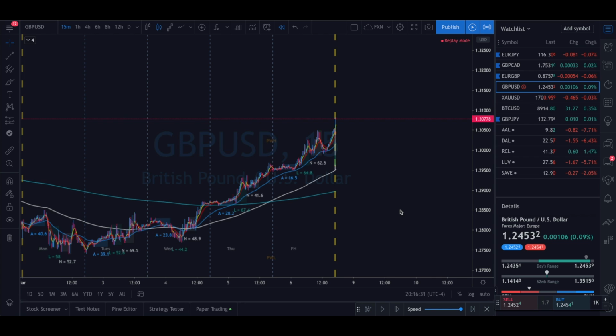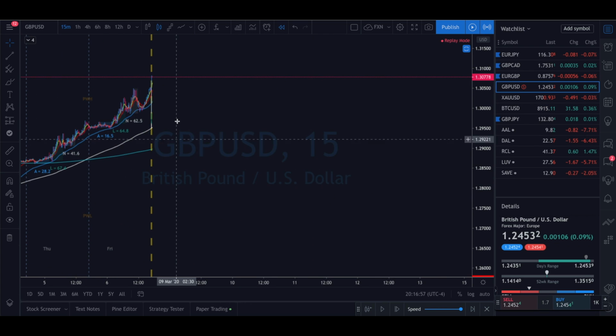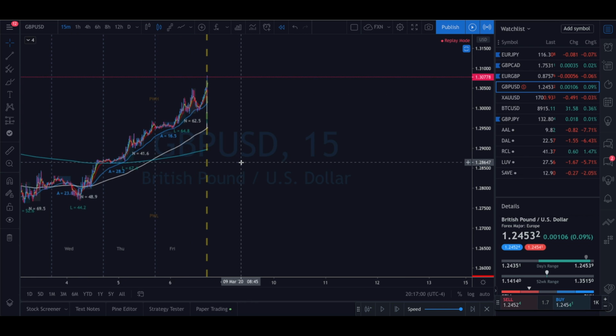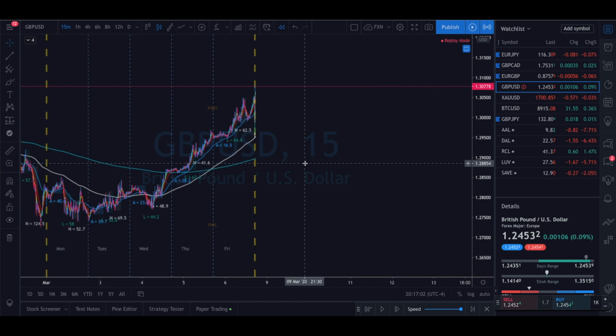So let's take a quick look at GBP/USD a couple weeks back, last month, and let's break down an entire week so you can understand how I see market maker cycles and why I believe they're so much more powerful than what everybody else thinks. Okay, so beginning of the week here.